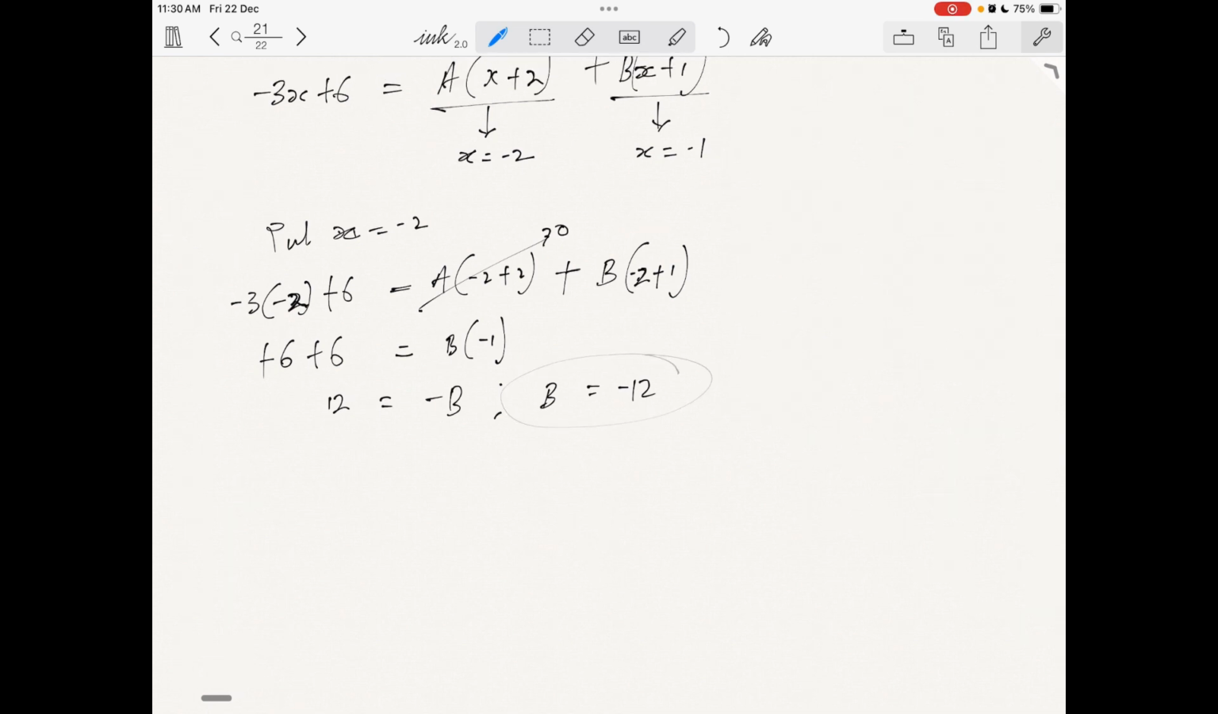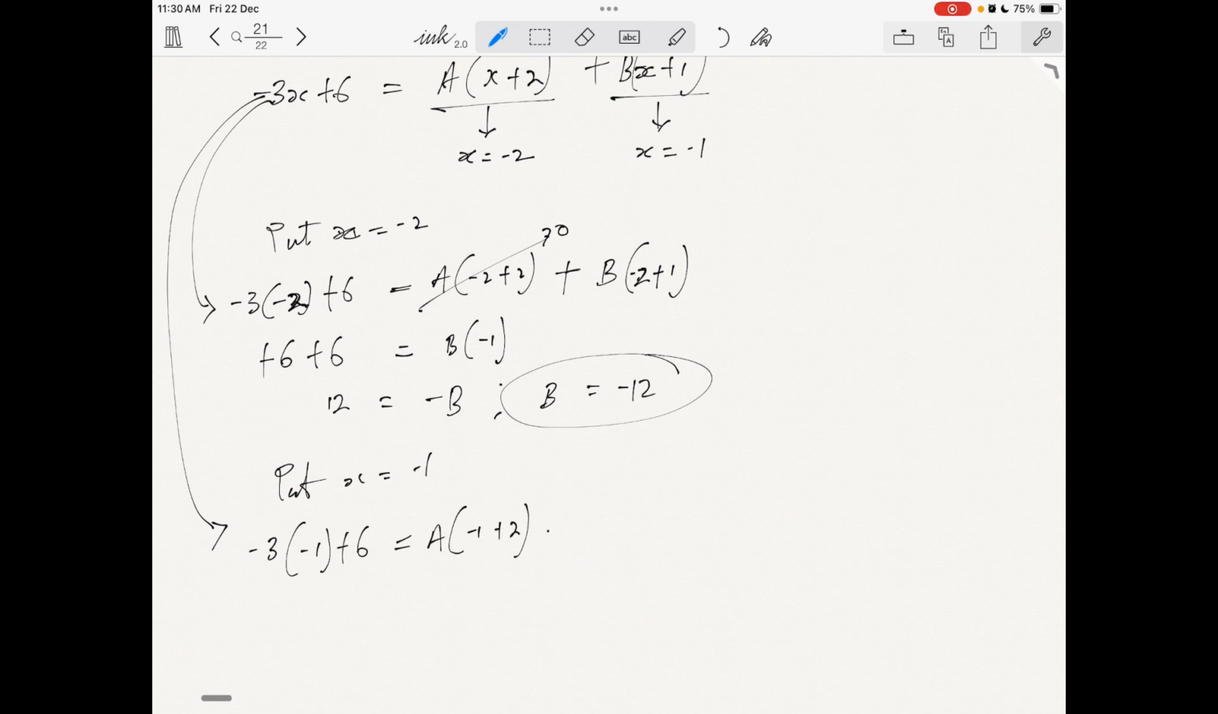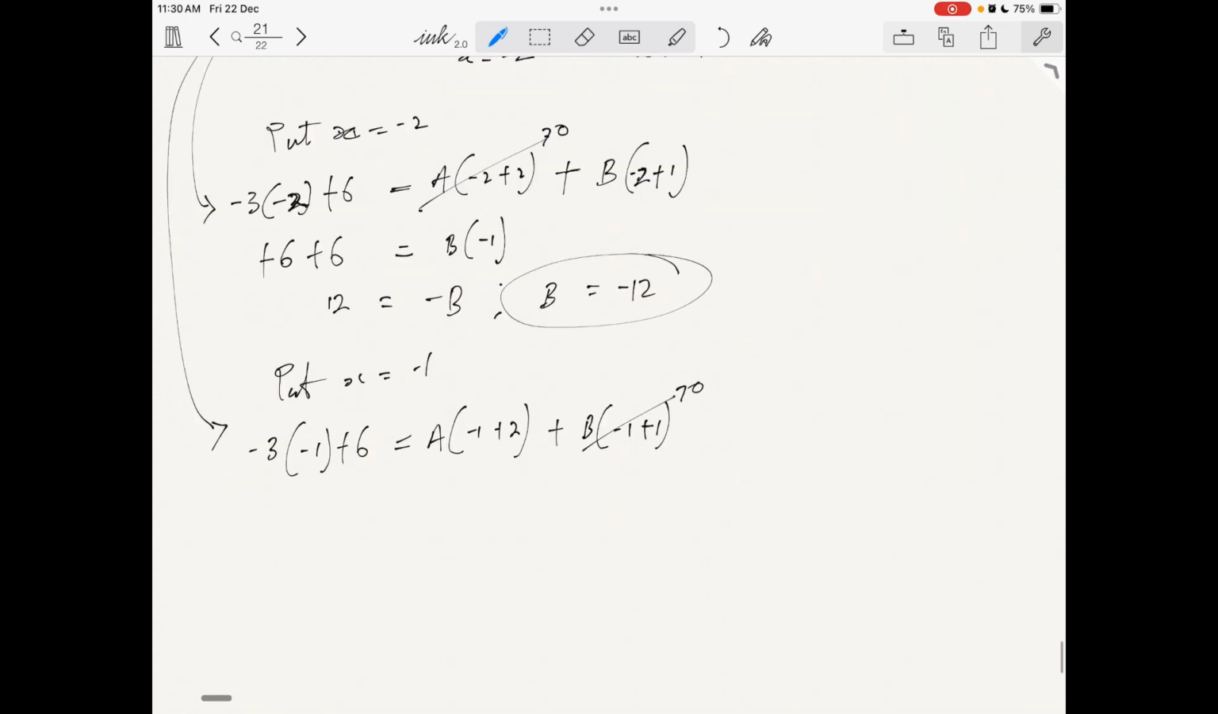Now we can also put x equals minus 1. Applying this here, that's minus 3 into minus 1 plus 6 equals A into minus 1 plus 2 plus B into minus 1 plus 1. Now minus 1 plus 1 is 0, so everything here comes to 0. So we have 3 plus 6 equals A into 1. So A is equal to 9.